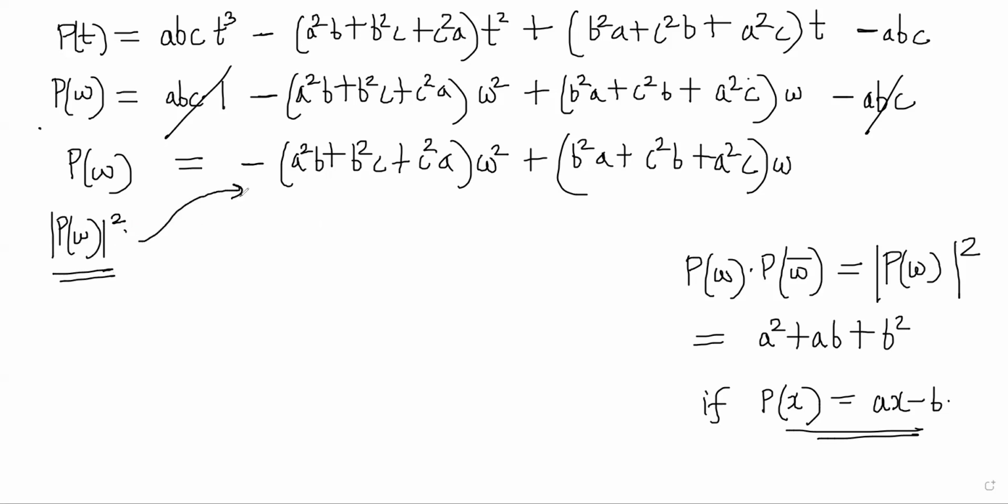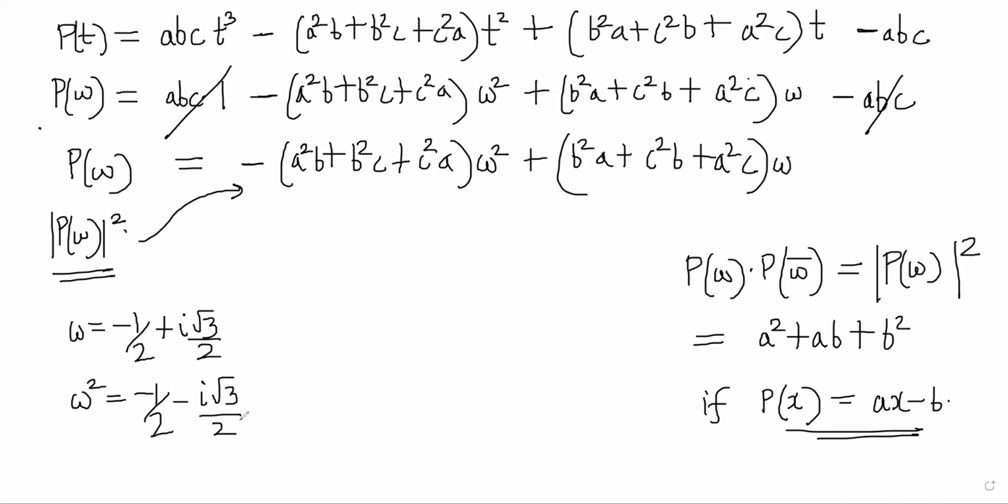I can find mod of P of W squared from here because I know that W is minus half plus i root 3 by 2 and W square is minus half minus i root 3 by 2, right? So writing this as a complex number, I will be able to calculate the mod of this. How do I do that?